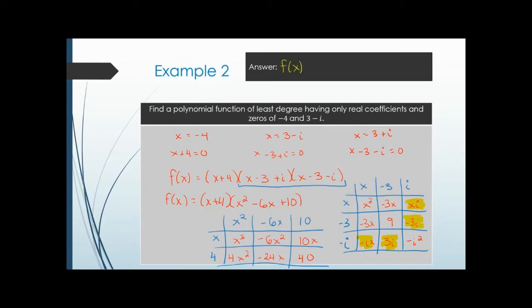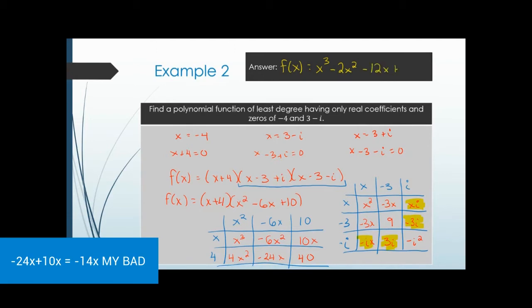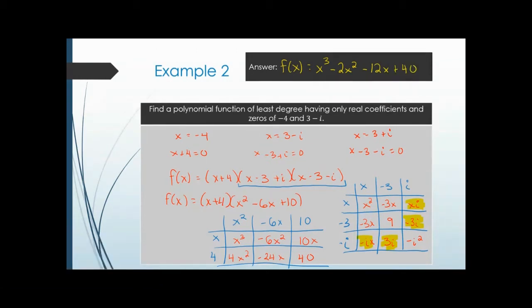So I'm going to start with f of x equals, I have x cubed. My x squared terms, I have 4 plus negative 6, so that's negative 2x squared. Then I have negative 24x plus 10x, so that's negative 14x, and then plus 40. And so we basically worked the whole factoring process backwards. So we started with the zeros, rewrote them, put it in factored form, and then multiplied everything out.